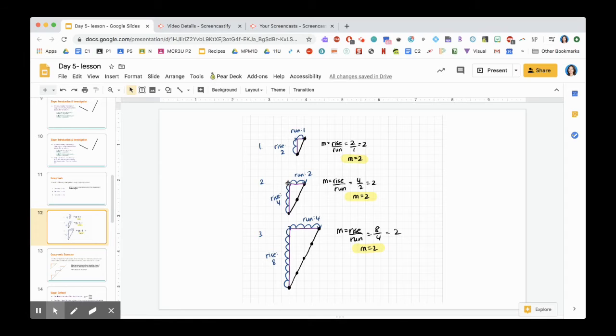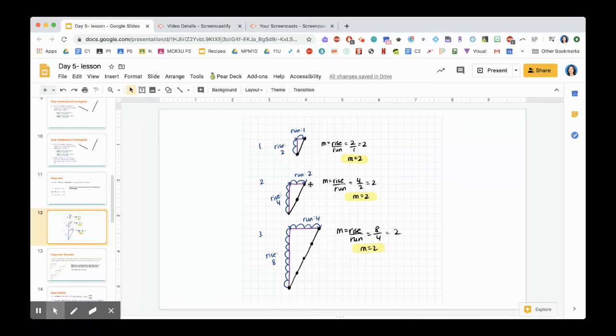When I have a rise of 4 and a run of 2, my slope is again 2 because 4 divided by 2 is 2. When I have a rise of 8 and run of 4, my slope is equal to 8 divided by 4, which is equal to 2. So I'm noticing that in all three cases my slope is equal to 2, because 2 over 1, 4 over 2, and 8 over 4 are all equal to 2. And if you look at this giant staircase, I have really 4 of these 2 over 1 ratios. And so that's why we're getting m equals 2 each and every time.